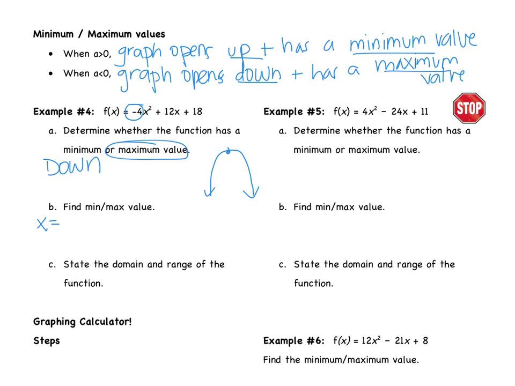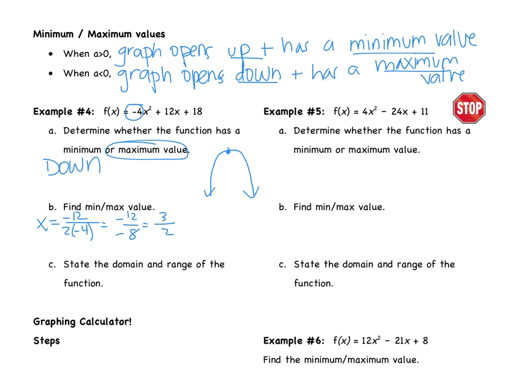So x equals negative b over 2a, in this case negative 12 over 2 times negative 4. So this is negative 12 over negative 8. If I divide both by negative 4, this is 3 over 2. Okay, that's not the minimum or the maximum value. That's where the minimum or the maximum happens.